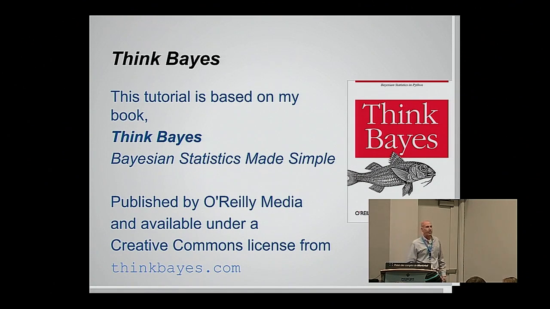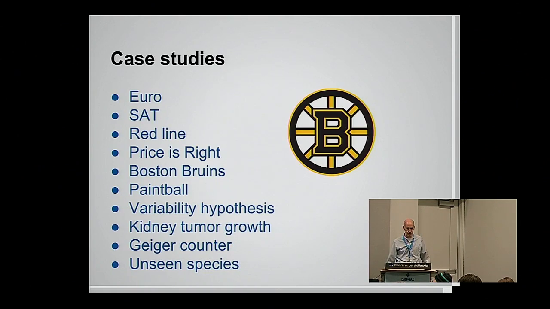Okay, a couple of suggestions for where you should go from here. One of them, obviously, Think Bayes. I mentioned before, there's a free version of that that you can download, and if you want to have a hard copy of it in your life, you can do that. There are a bunch of case studies in that book. Some of them will look familiar. So we did the Euro problem, we did the SAT problem, and the red line problem.